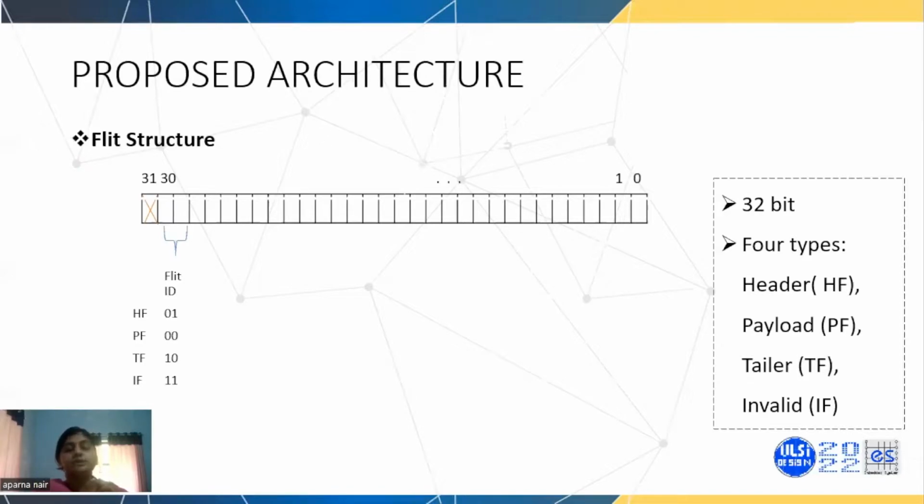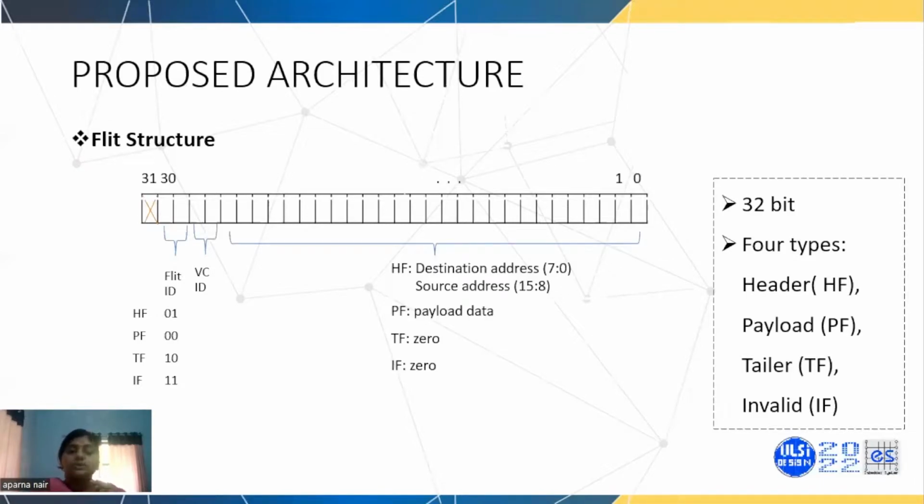If it is 0-1, it indicates a header FLIT, 0-0 for payload, 1-0 for Tail FLIT, and finally 1-1 for invalid FLIT. The next 2 bits, that is the 28th and 27th bit, are used for identifying the virtual channel which is being occupied by the FLIT during its traversal. The remaining bits from 27 down to 0 vary with the type of FLIT.